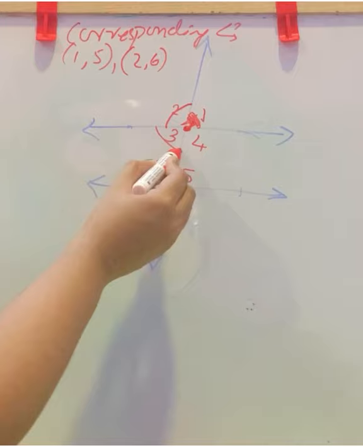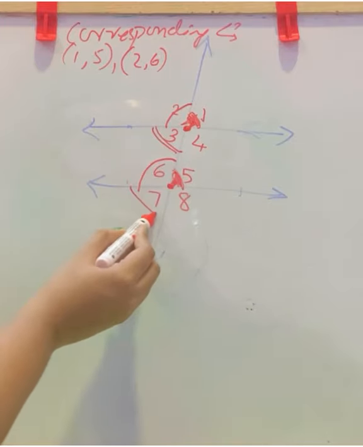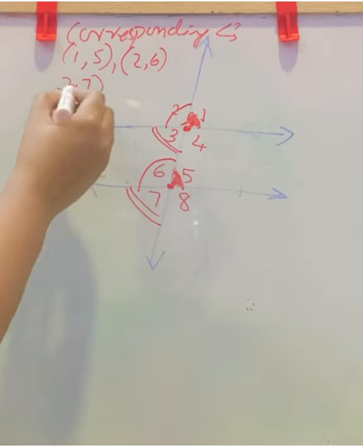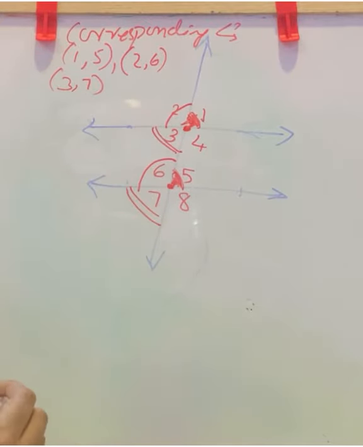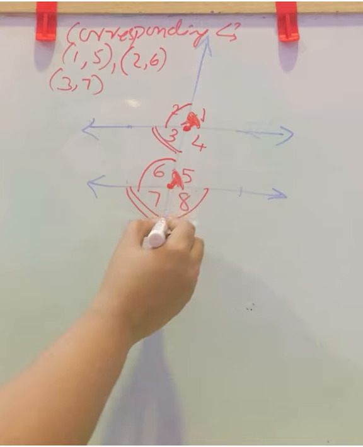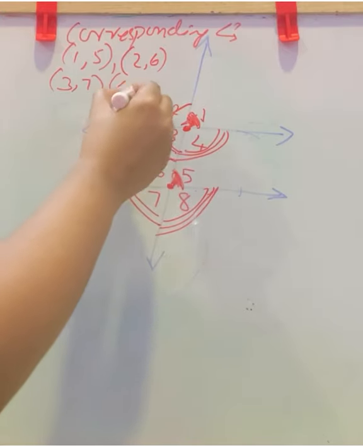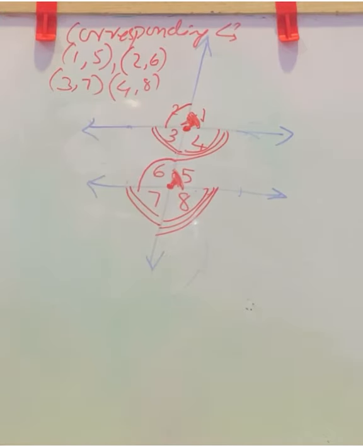Next one is here below this point 3, 7. These pairs are corresponding angles. Now 4 and 8. These are also corresponding angles.